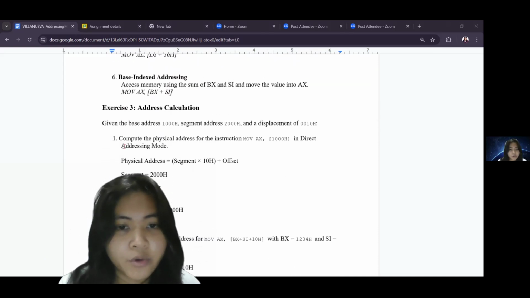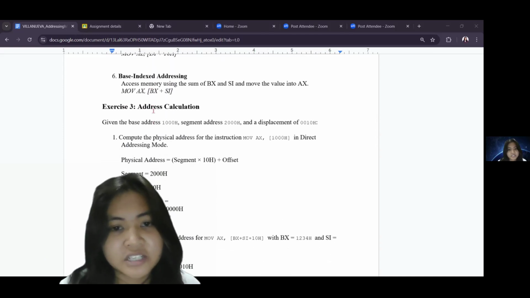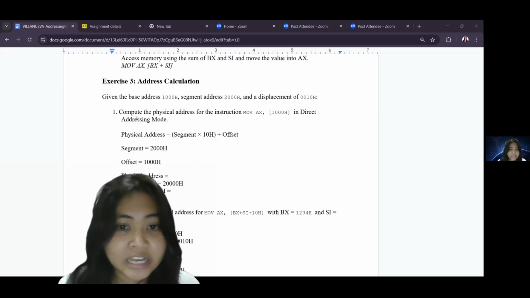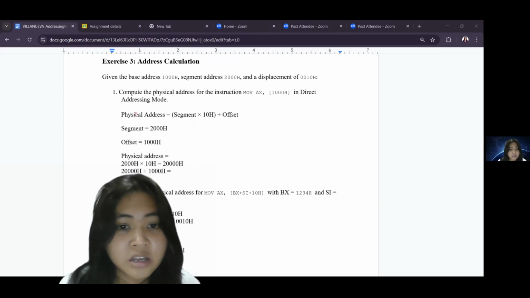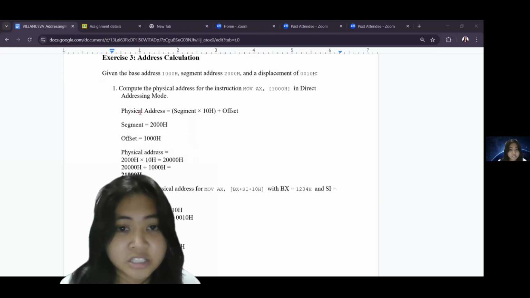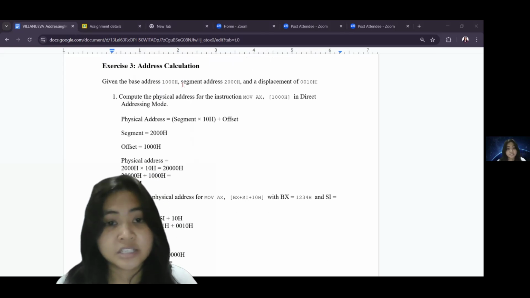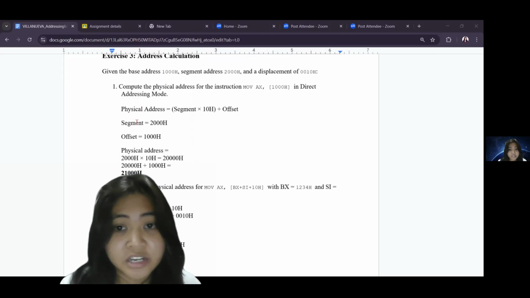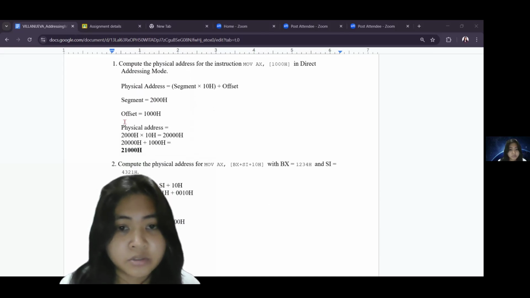So going to exercise 3, the physical address calculation. All right, this is where it gets a little mathematical. We need to calculate the actual physical address in memory. The formula for 8086 is physical address equals segment times 10H plus offset. Let me show you examples.